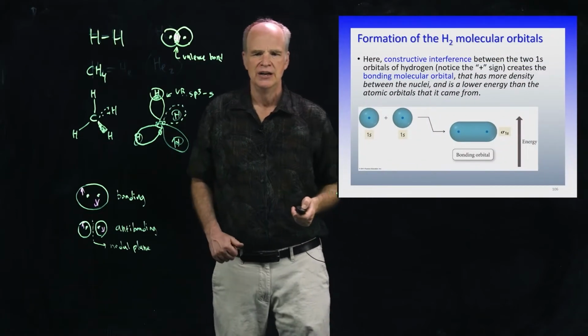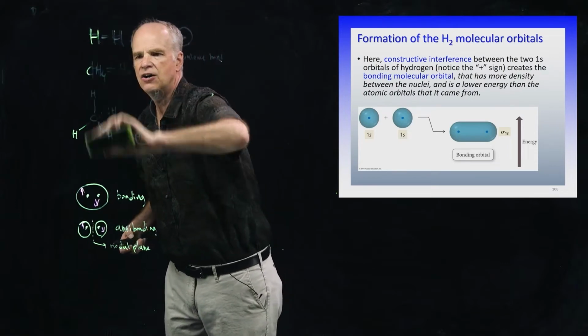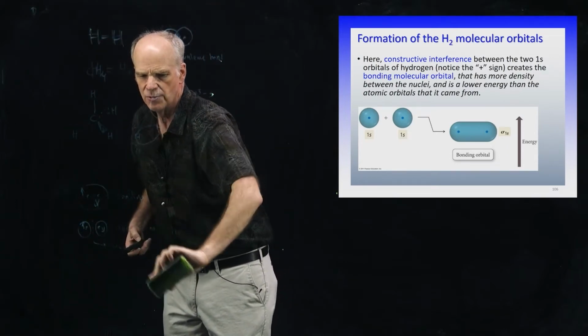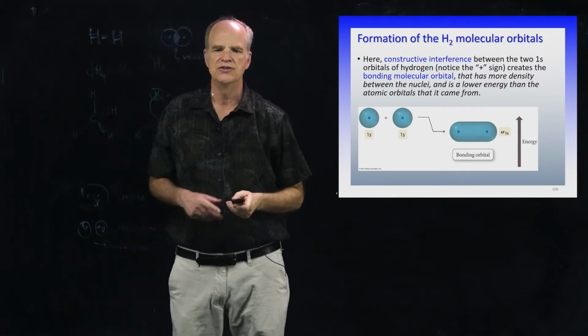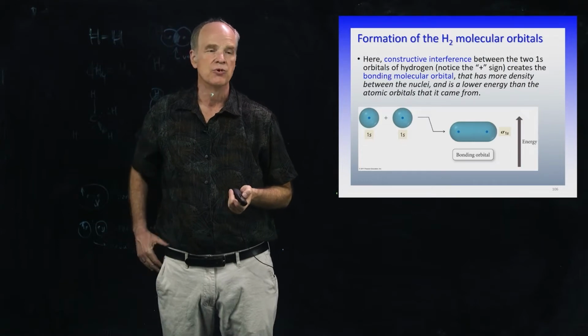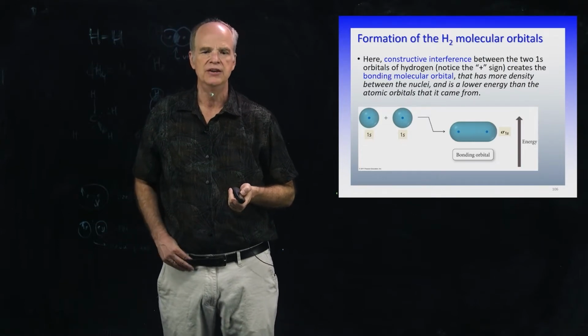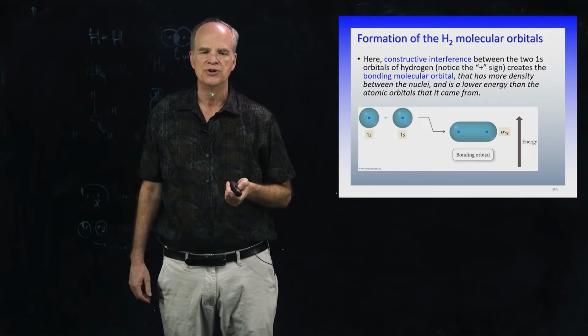And so here I have a description of how you get the bonding orbital formed. Let me just focus on that. In this slide, what you can see is we have these two 1s orbitals, and we're going to add them, much like we did in that prior description I explained. And then when you add them, you form the bonding orbital.